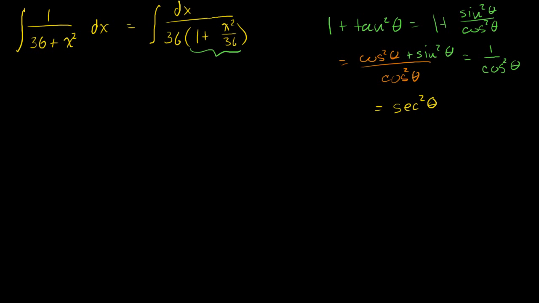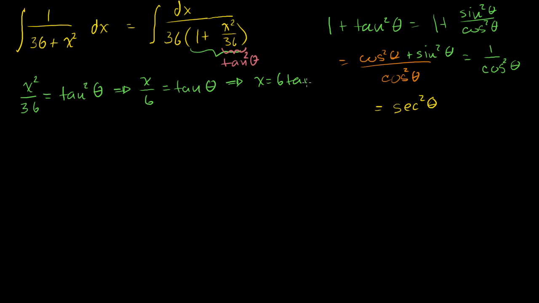So if we make the substitution, if we let this thing right here equal tangent squared of theta, then this expression will be 1 plus tangent squared of theta, which is equal to secant squared. And maybe that'll help simplify this a bit. So we're going to say that x squared over 36 is equal to tangent squared of theta. Let's take the square root of both sides, and you get x over 6 is equal to the tangent of theta, or that x is equal to 6 tangent of theta.